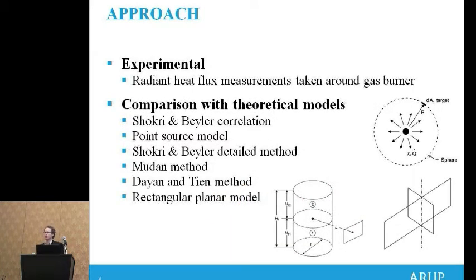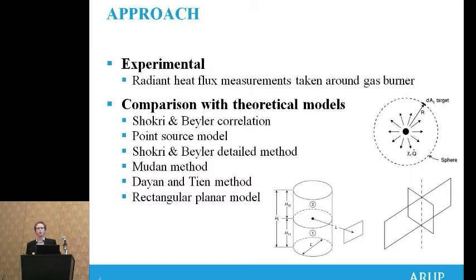The approach for my work had two components. Firstly, an experimental section, which I will go into in a minute, whereby measurements of radiant heat flux were taken around a propane gas burner, and then comparing that experimental data with what the theoretical models predicted under the same fire conditions. So I looked at 6 different radiation models. Firstly, the first one there is a simple correlation based on experimental data. Secondly, a spherical model known as the point source model, which is depicted here.